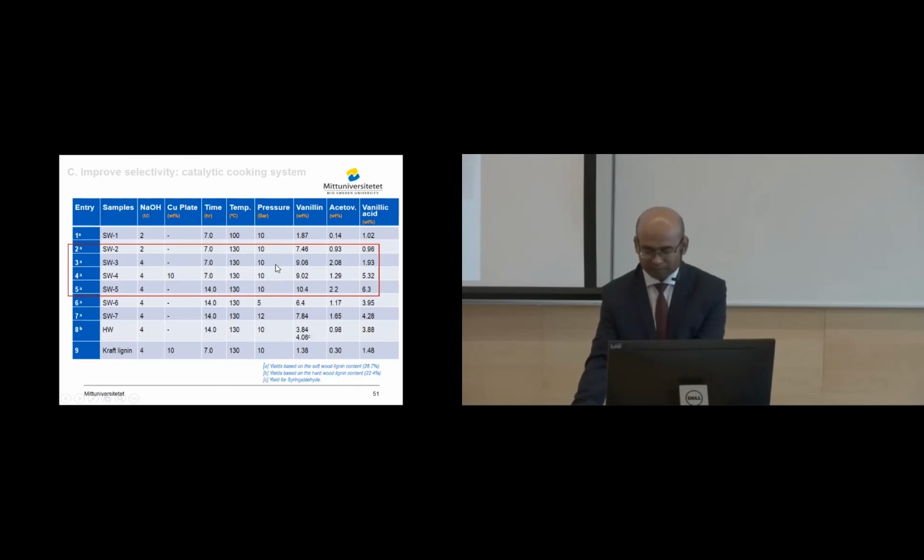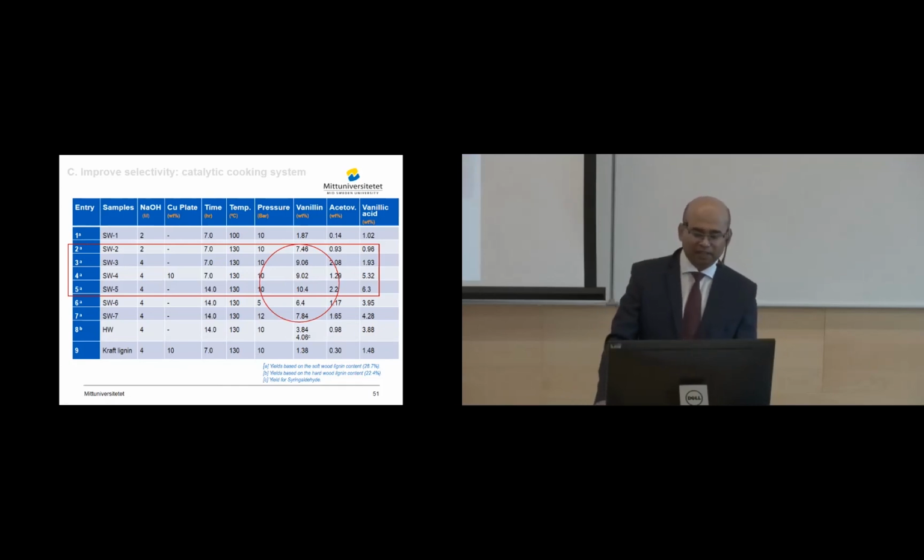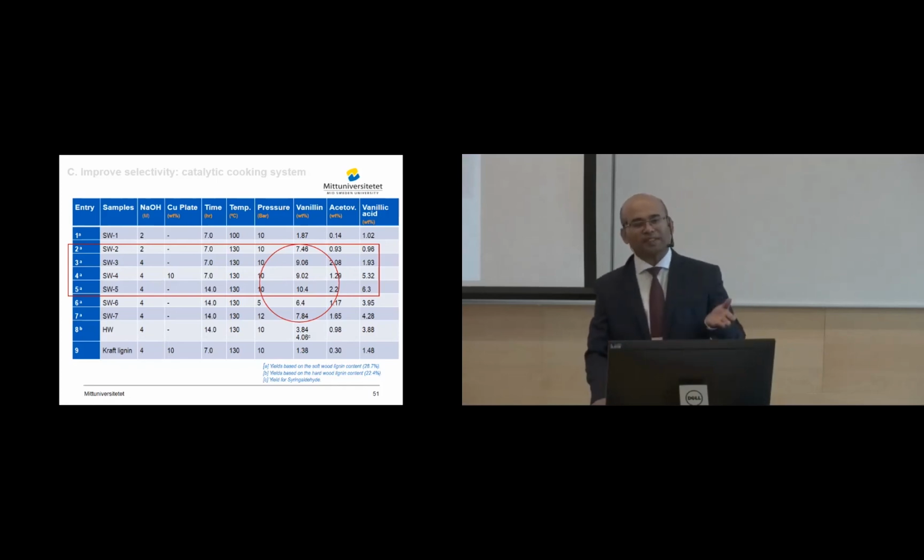So the interesting part is this one. If you look at softwood 2 and softwood 5, where the pressure was 10, compared with softwood 6 and softwood 7, where the pressure was 5 and 12, the better yield was a 3 to 4% increase, only at pressure 10. But hardwood is not so effective for getting vanillin. It might be, as the literature says, due to the presence of hexenuronic acid, but here we see a better vanillin yield.